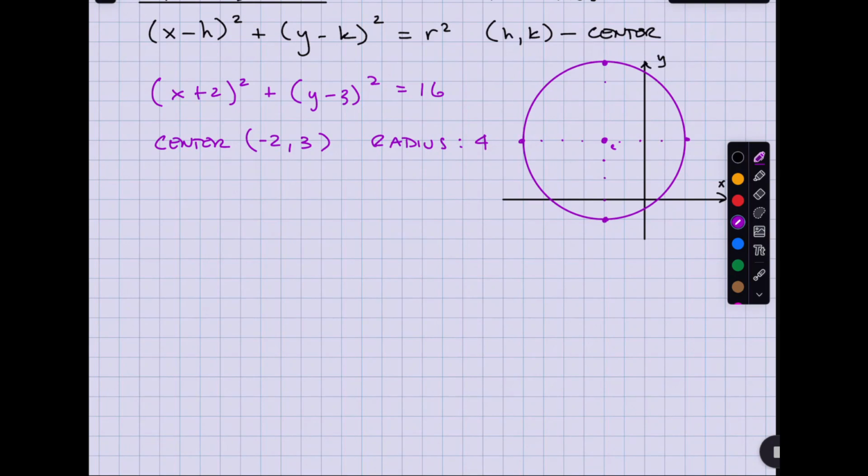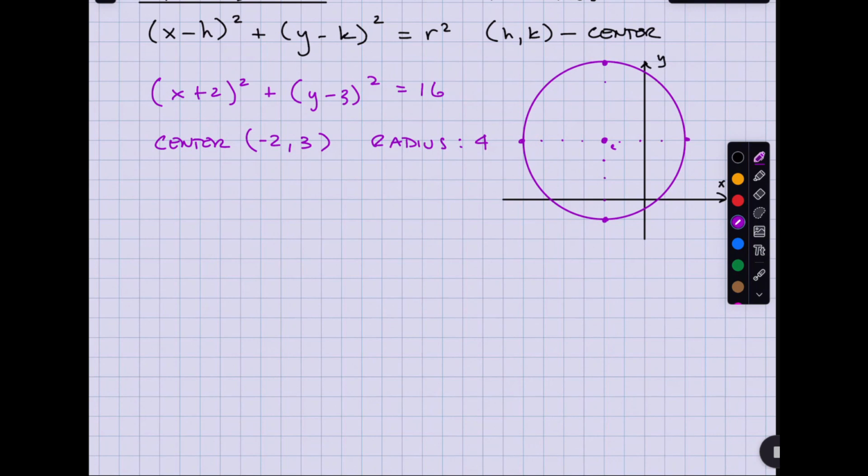The only reason I'm doing this is because you might sit there going, duh, that's how I would do it too. But a lot of times when we get to it, we get stuck on this. So when you graph, you plot negative 2, 3, and you always plot the center. Then the radius is how far you go left and right, how far you go up and down. So left 4, right 4, up 4, down 4.